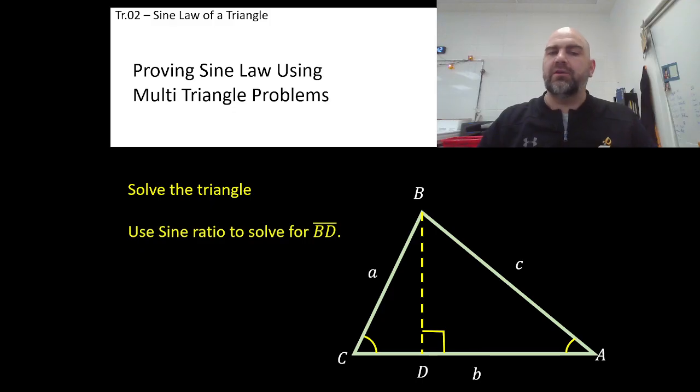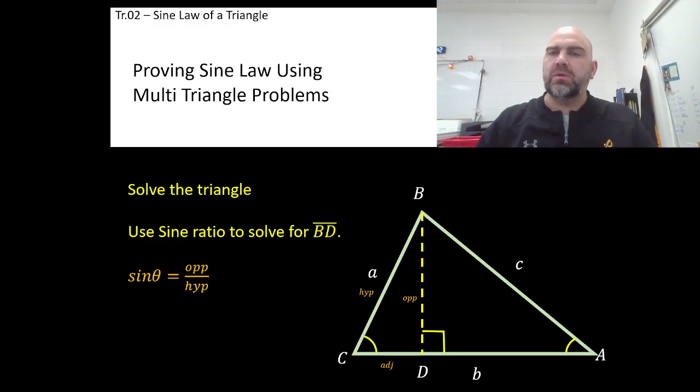All right, so let's solve this. We're going to use our sine ratio to solve for line BD. We want to figure out the length of BD, or at least how we can solve for it. Step number one, we need to label it, which we always do. Our hypotenuse is A, our adjacent is on the bottom, and our opposite is that line BD. We are solving for the opposite side given angle C and our hypotenuse A.